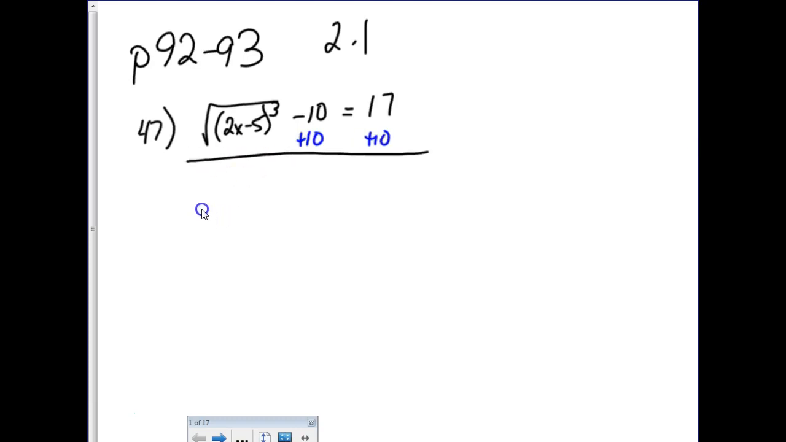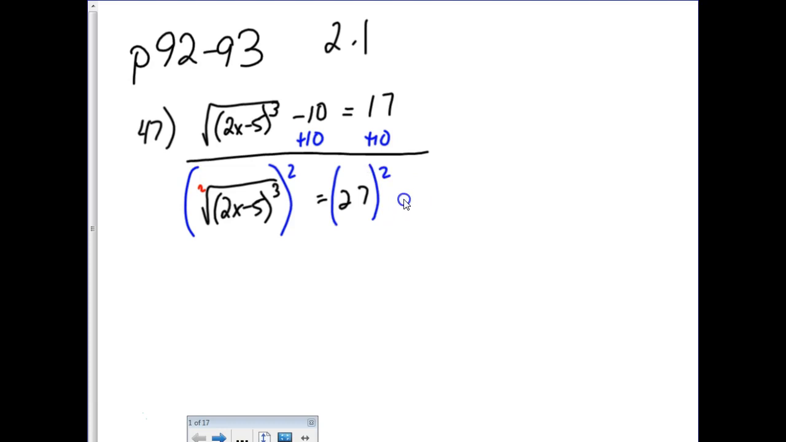And then you have the square root of 2x minus 5 to the third power equals 27. Now that's a square root. There's nothing written in the index, so we assume it's a square root. Here you're going to square both sides. And I don't know what that is. I'm going to need a little calculator assistance on that one, guys. Hold on. 2x minus 5 to the third power equals what? 729.